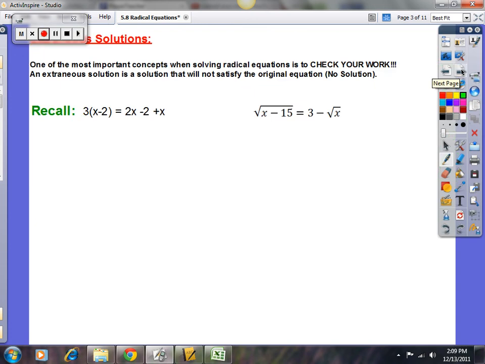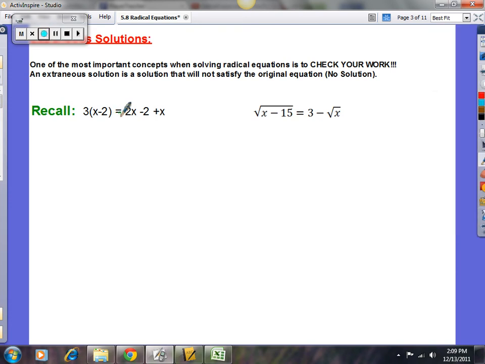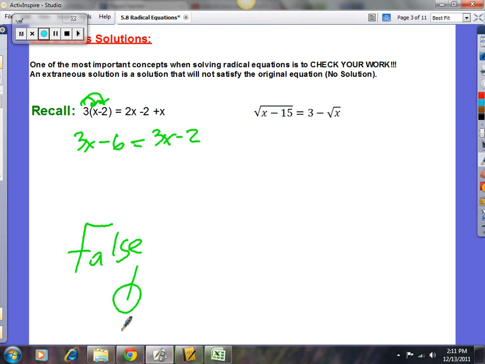Alright. Extraneous solutions. Recall, bring this to your memory. What's 3 times x? So you're going to have 3x. What's 3 times minus 2? So you got 3x minus 6. On the right hand side, what do you got? 3x minus 2. Now, take a step back and look at the big picture. Is 3x minus 6 equal to 3x minus 2? That is true or false? That's false. If you get a false, you're going to get no solution.